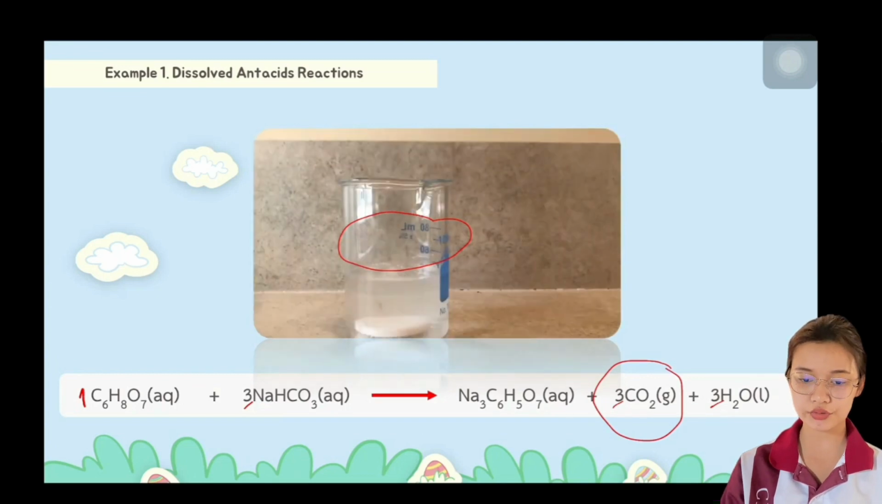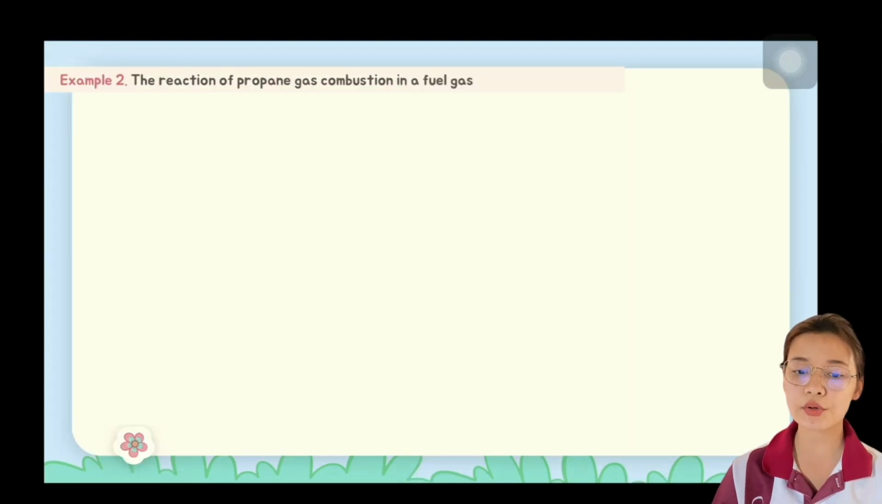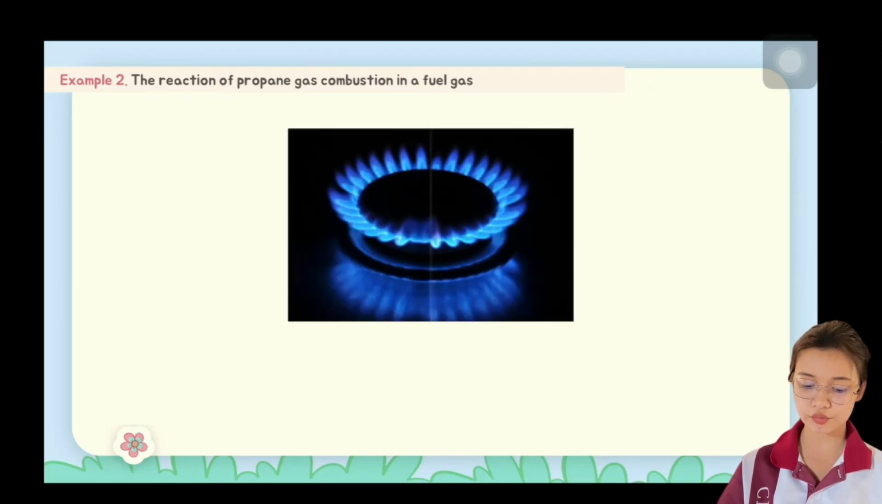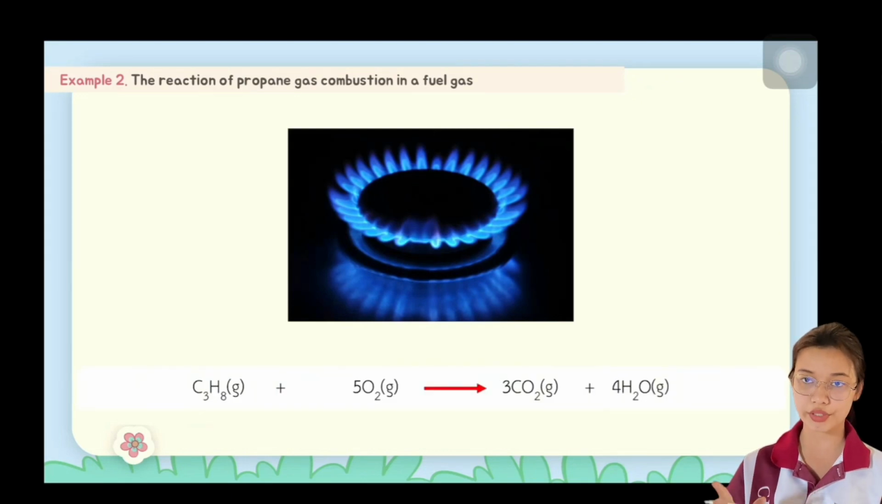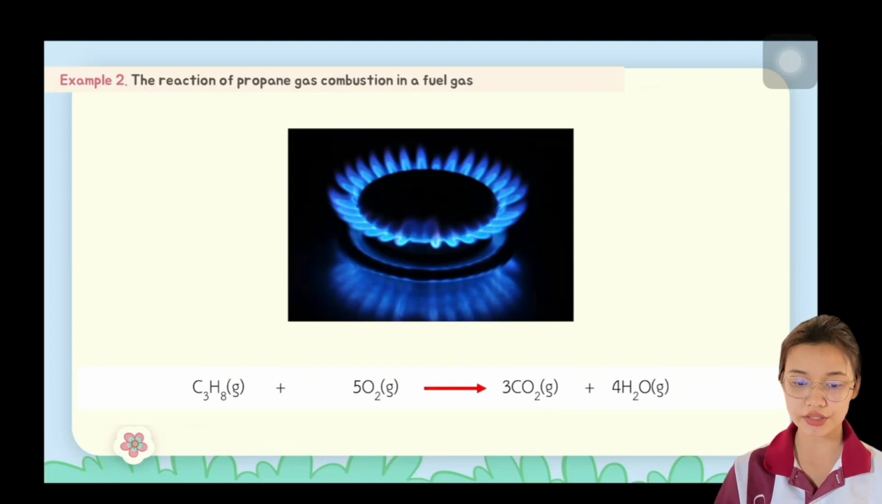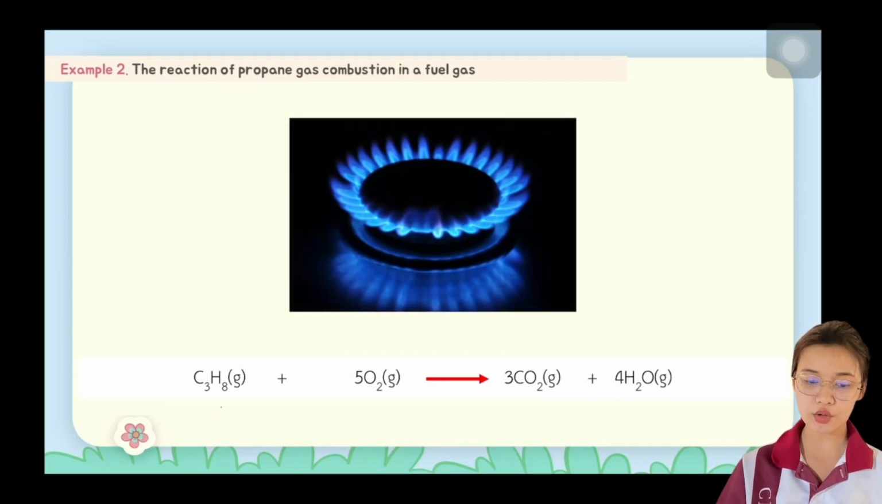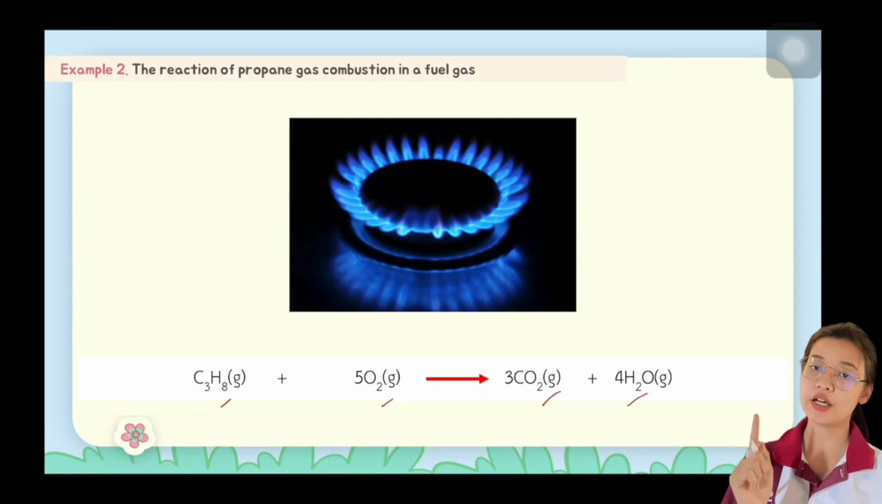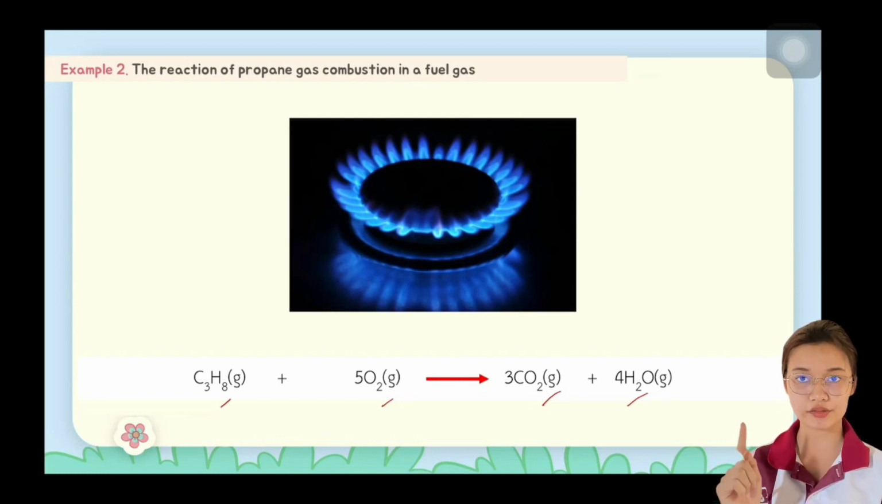Okay, let's go to example 2, the reaction of propane gas combustion in a fuel gas. The combustion reaction of LPG or propane gas with oxygen produces carbon dioxide and water vapor. This is the chemical equation of the reaction. 1 mole of propane gas reacts with 5 moles of oxygen gas. The products are 3 moles of carbon dioxide gas and 4 moles of steam. I use steam because the water as the product of the reaction is in the gaseous state.